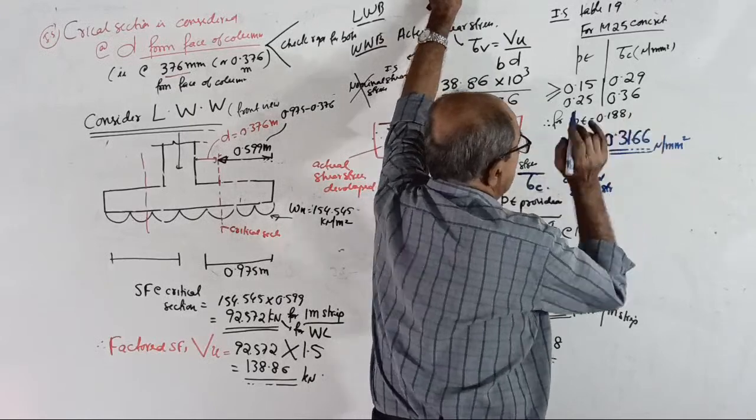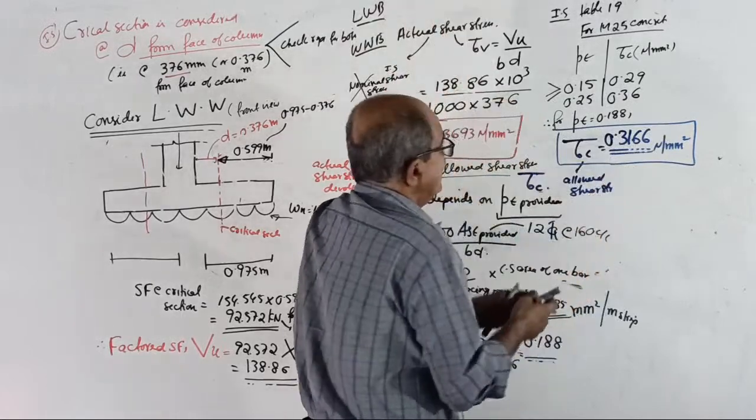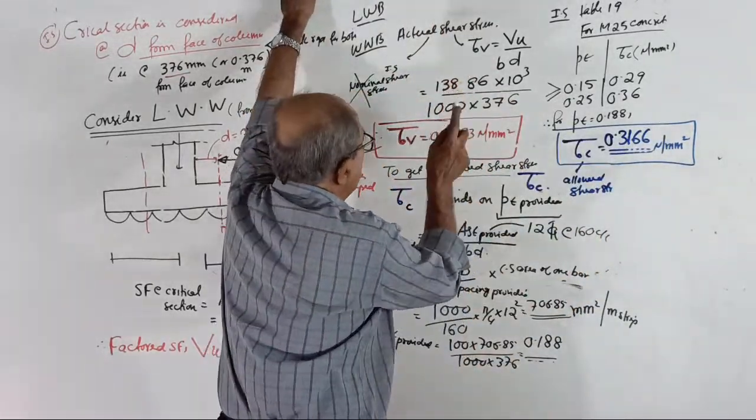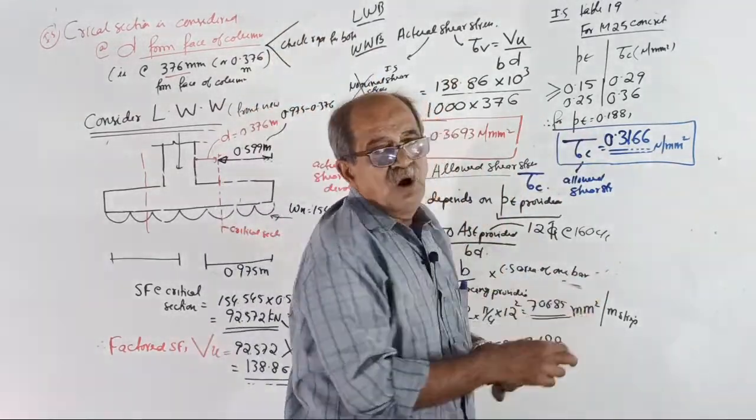0.3166 Newton per mm square. This is the allowed stress. Now do one thing. Compare your tau V with the tau C. See, very important. I think the board should be visible now.